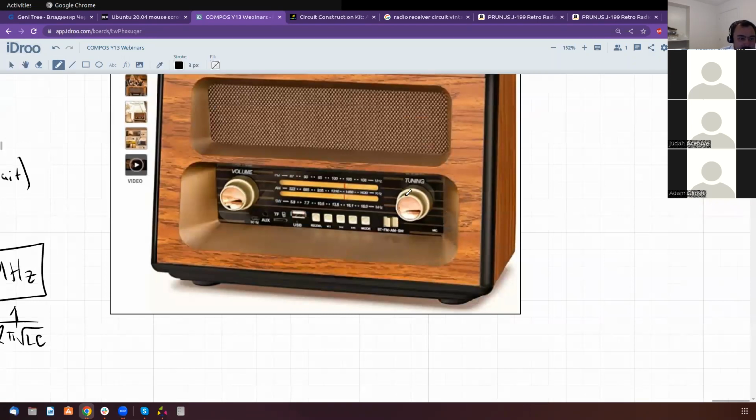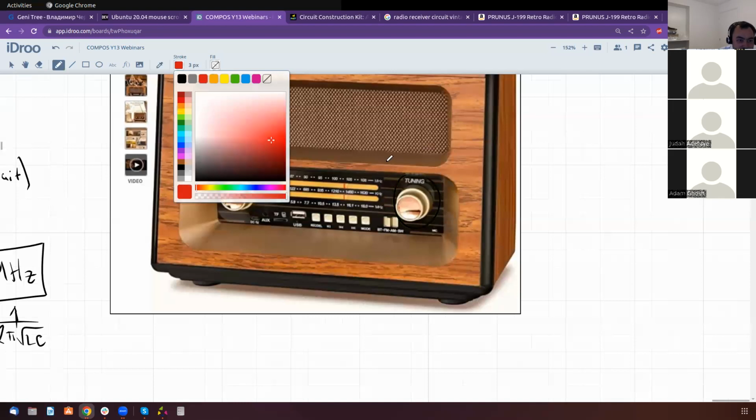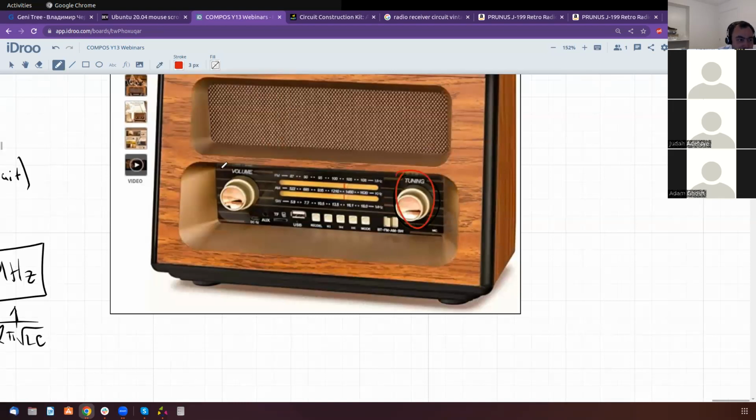So the most important one was this knob. Well, volume is easy. It's just a resistor, right? Not the main resistor, but just a resistor that is connected to the supply. So the volume is a variable resistor.